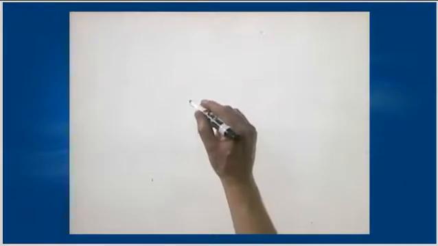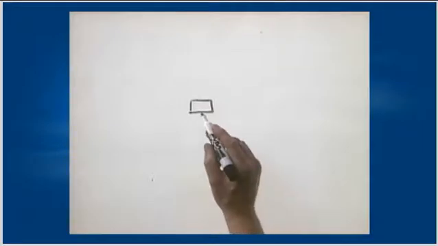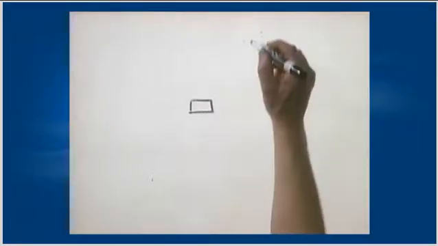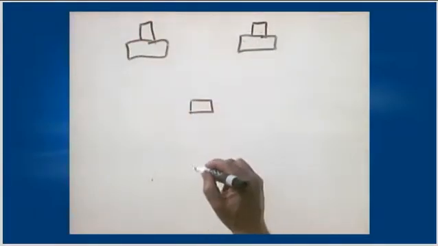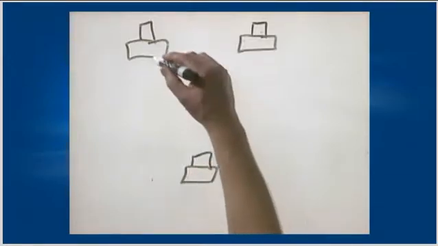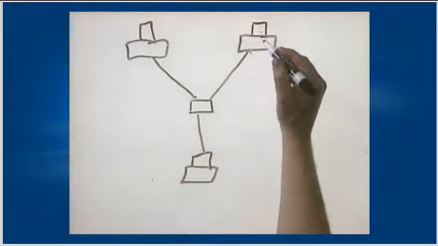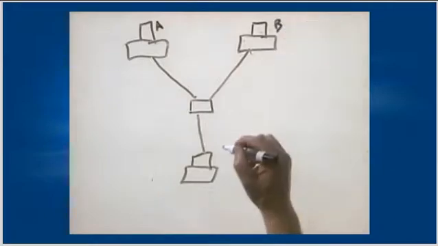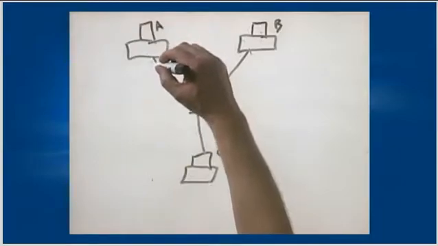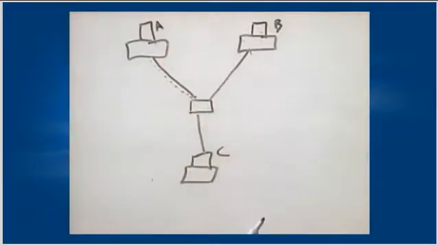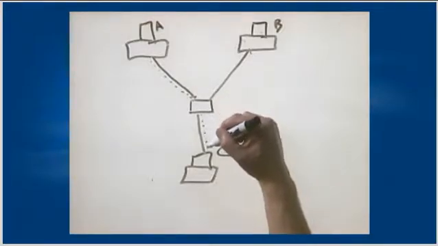Now, a star topology is very different from a ring or a bus topology. It uses what's called a central connecting device. All the hosts on the network connect to this central connecting device with the network cable. Now, if I have a host A over here, and it needs to send information to a host C, what it does is it sends the information to the central connecting device. The central connecting device then replicates the information and forwards it on to the appropriate host.